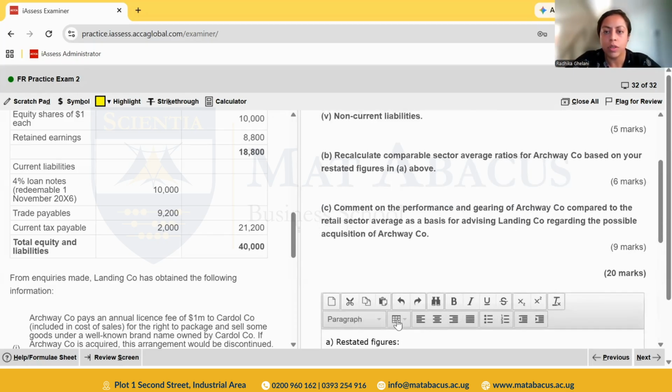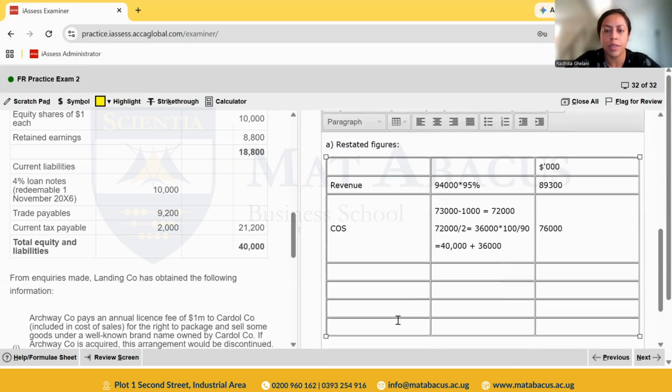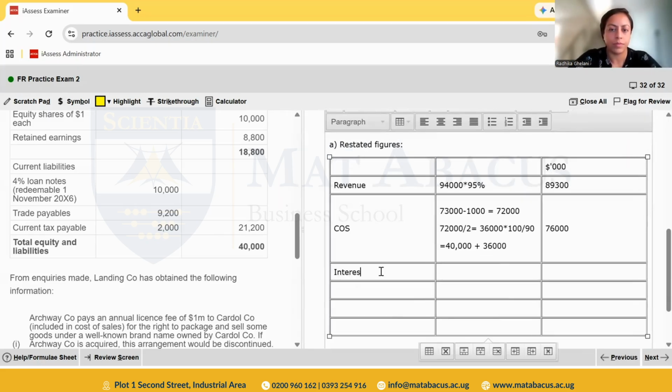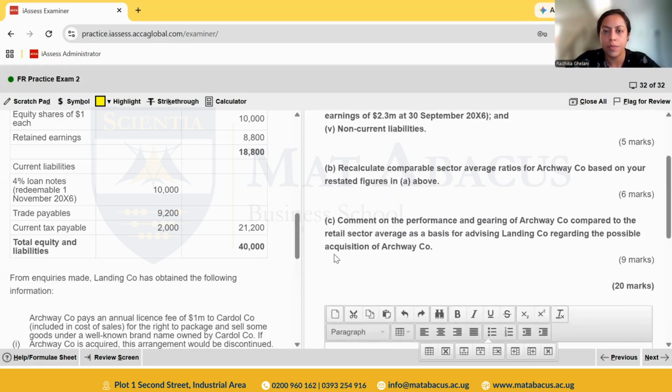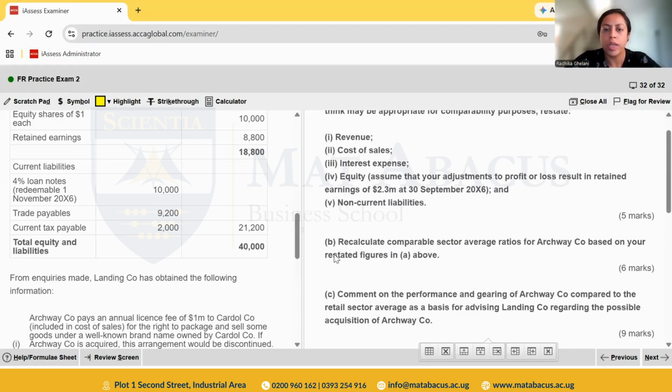We then move on to the next, interest expense. Remember, the 4% loan is being replaced by an 8% loan, but still of the same amount. So times 10 million, because you can see in the current liabilities the loan notes are 10 million. So 8% of the 10 million gives you 800,000 as your interest costs. Then we move on to equity.